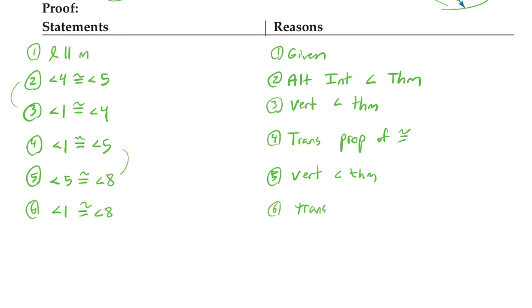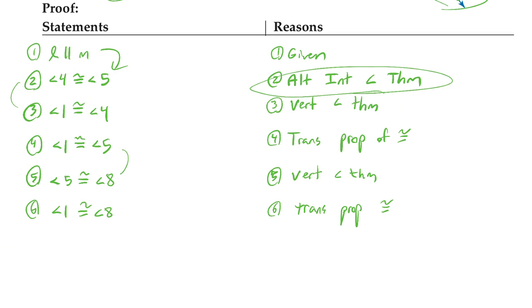We could have gone so many different ways with this proof. I chose two-column instead of flowchart. I chose to use the vertical angle theorem to get from parallel lines to angle relationship. I could have chosen the corresponding angle postulate. It's really up to you to explore what works best.